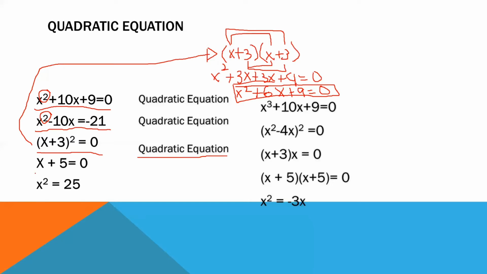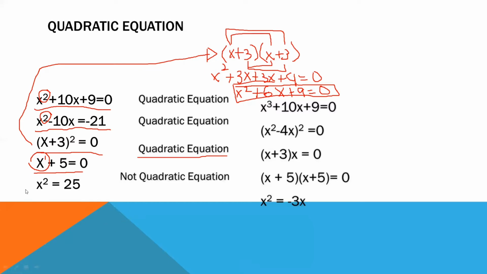So, let's proceed to the fourth equation, which is x plus 5 is equal to 0. Since our highest degree here is 1, therefore, in our definition of quadratic, the highest degree must be 2. So, this fourth equation is not quadratic. This is not a quadratic equation.